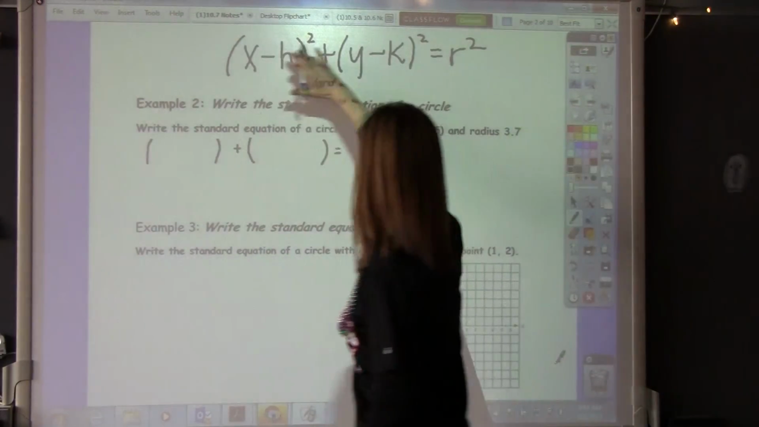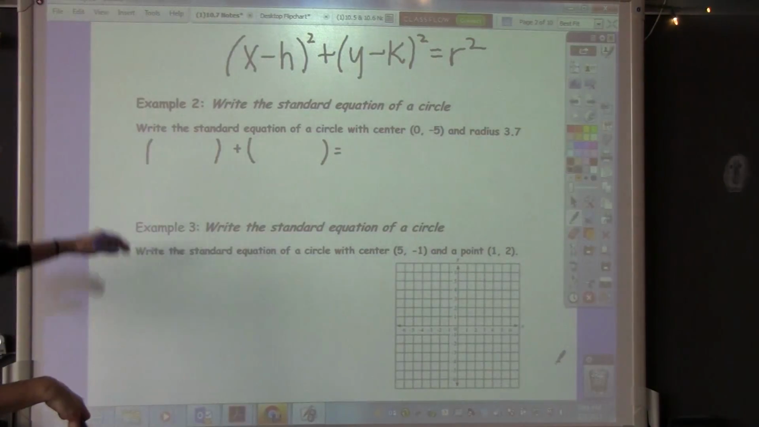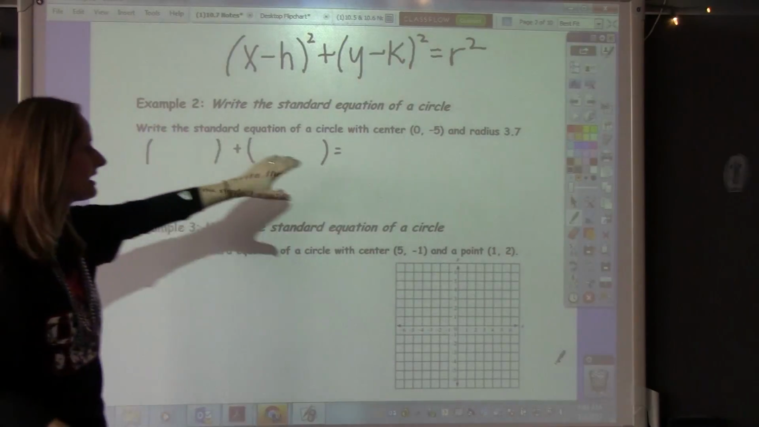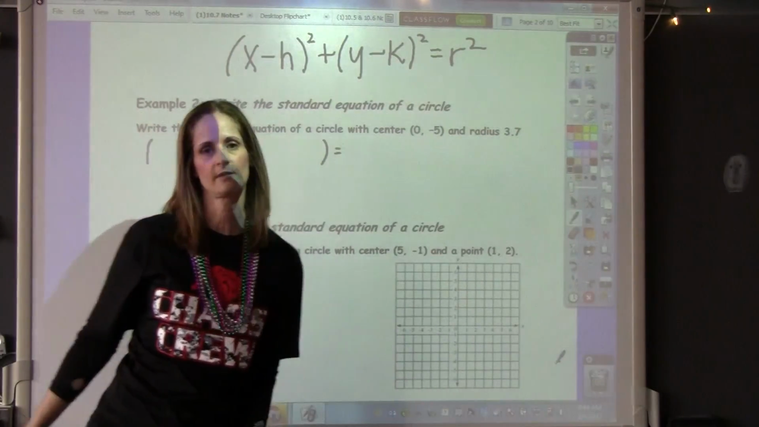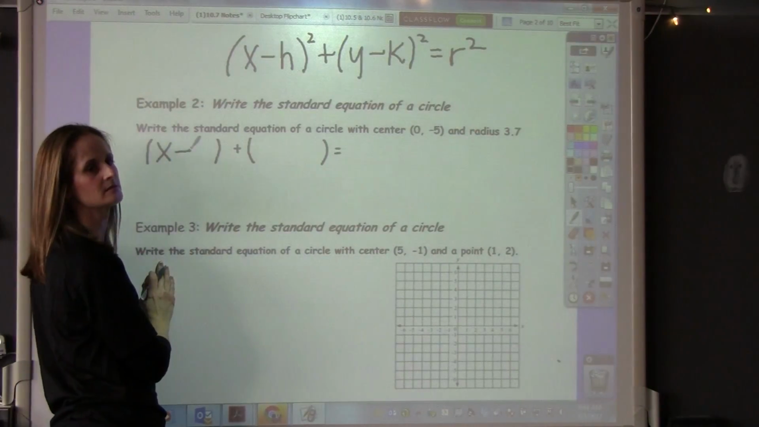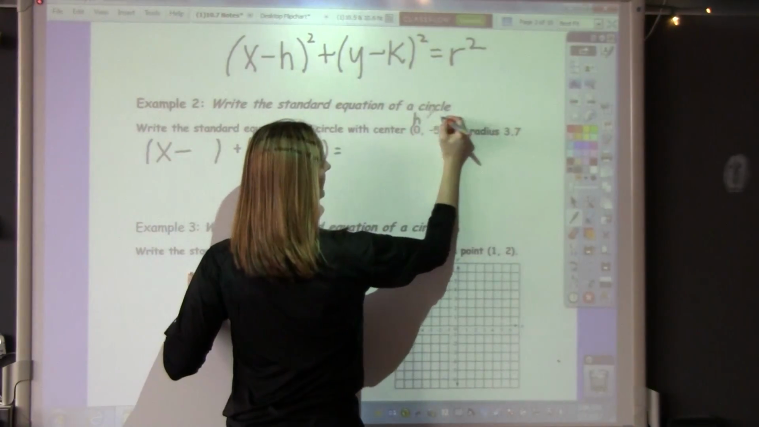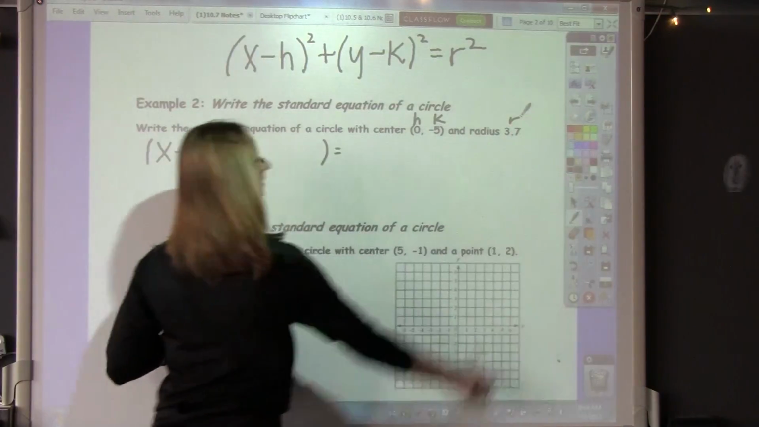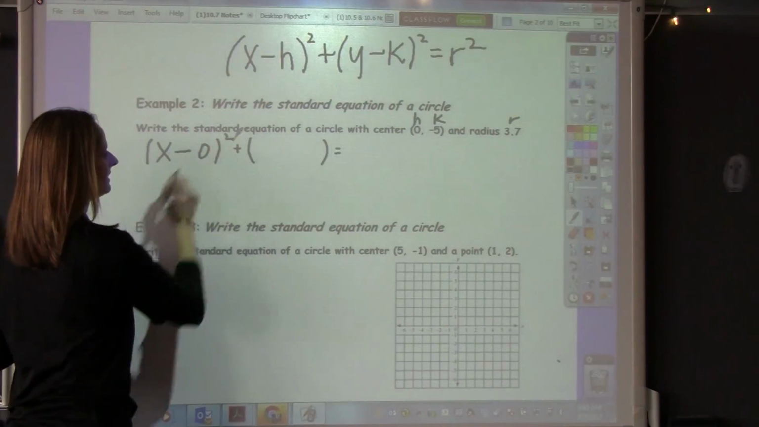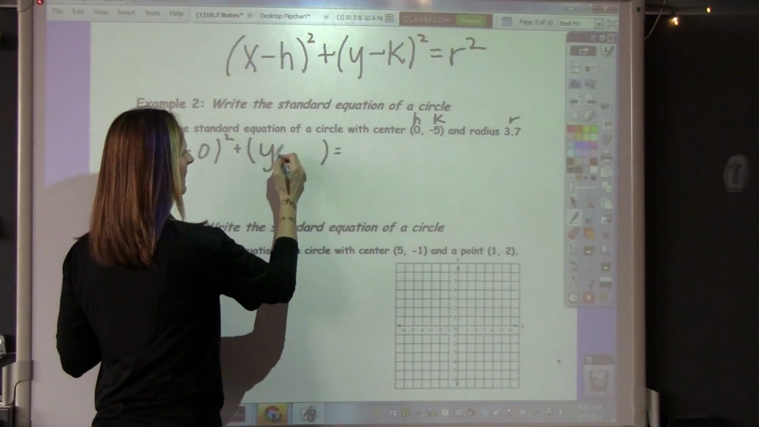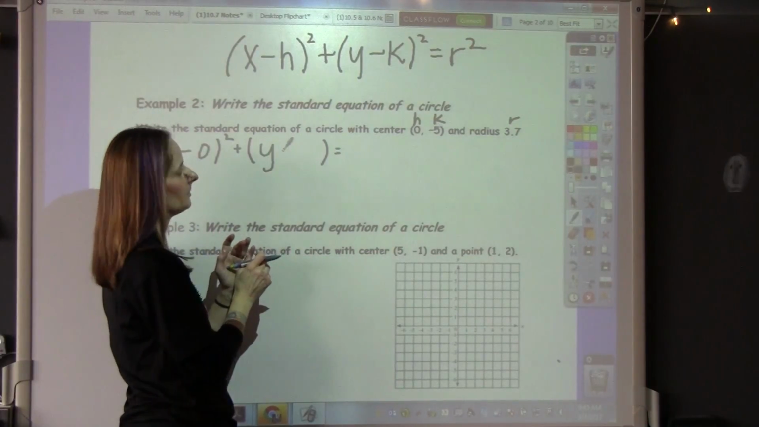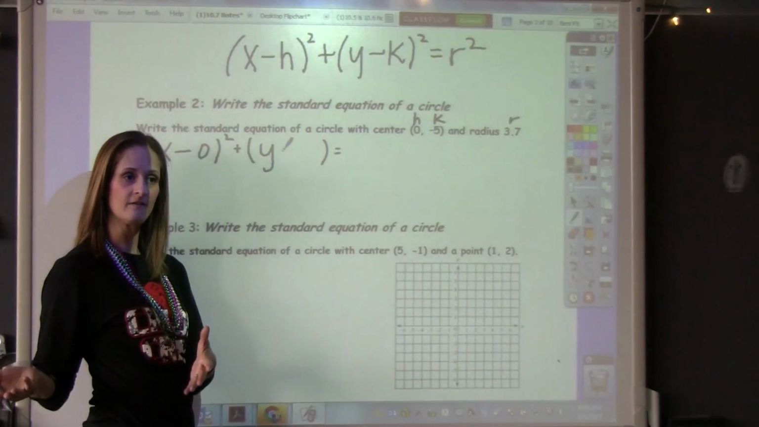Okay, so I rewrote that at the top there just so we can see it. So here's the second example. Write a standard equation of a circle with the center at (0, -5) and a radius 3.7. So that's going to be x minus h, this is k, and that's r. (x minus 0) squared plus (y minus 5), or plus 5, because it's going to be y minus a -5, so plus 5.